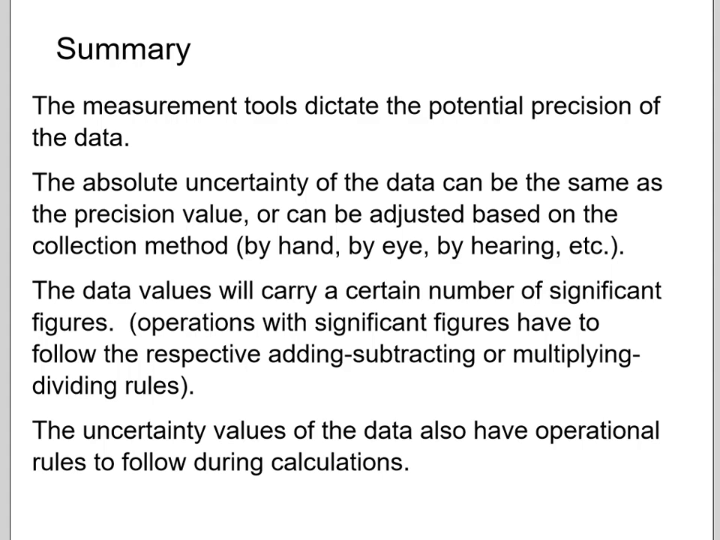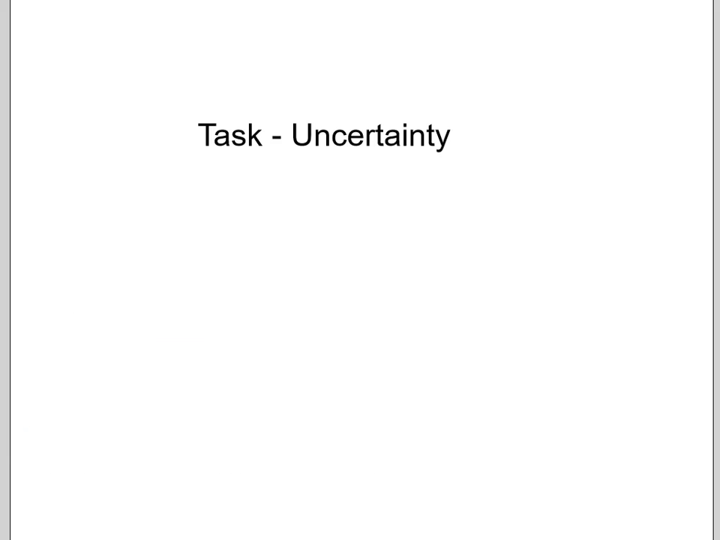So, quick summary. The measurement tools dictate the potential precision of the data. The absolute uncertainty of the data can be the same as the precision value, or it can be adjusted based on the collection method. If you're collecting by hand, by eye, by hearing, you may have to adjust those things accordingly. The data values will carry a certain number of significant figures, and we've gone through that. Operations with significant figures have to follow their respective adding, subtracting, multiplying, dividing rules. That was the previous lesson. The uncertainty values of the data also have operational rules to follow, and that's what we just looked at today. And those are those scary formulas.